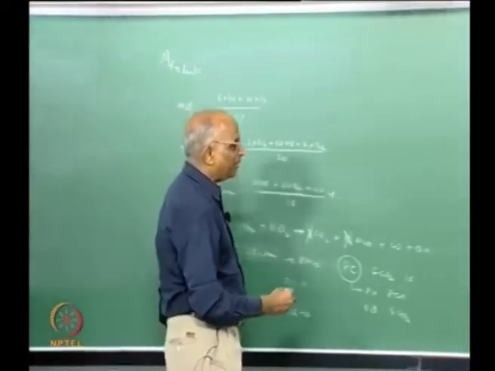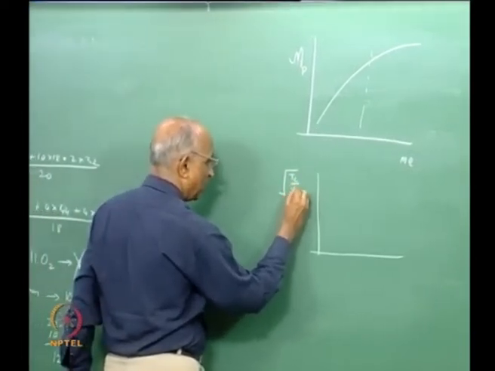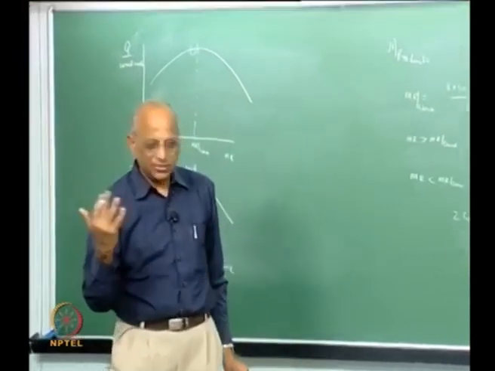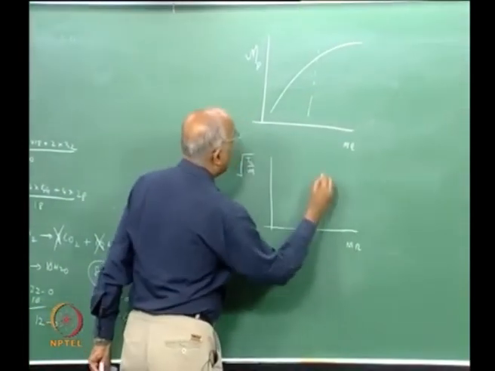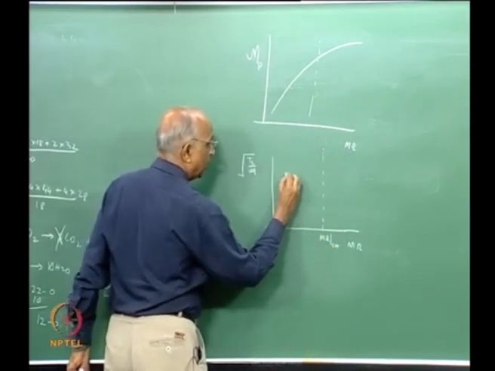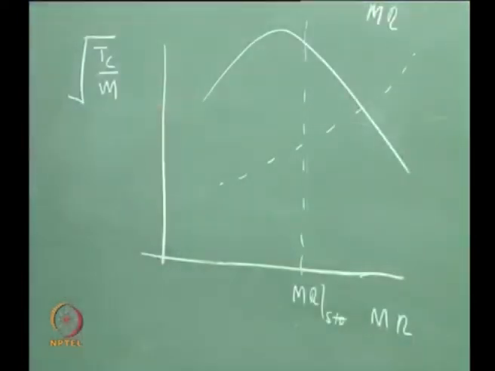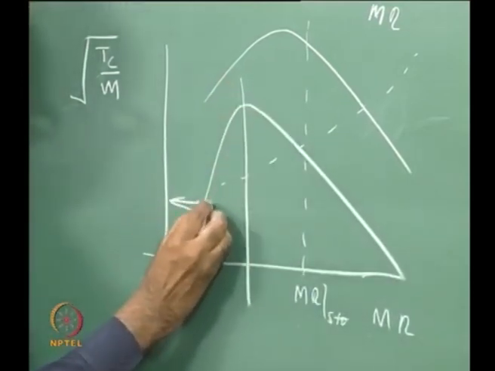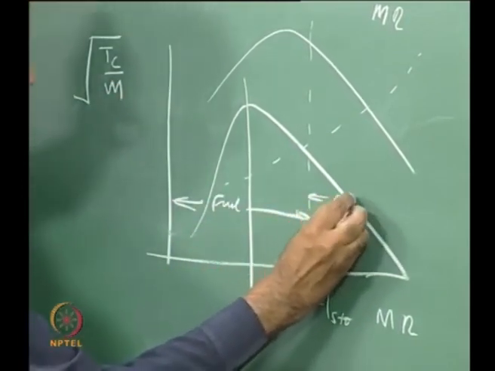And what were we ultimately interested in? We were interested in the value of root Tc by the molecular mass, because C star went as root of RTc, where R is R naught divided by molecular weight, into Tc, and of course, gamma I am not considering. If I consider Tc by m versus mixture ratio, with stoichiometry marked, my temperature peaked slightly in the fuel rich region, my molecular mass is increasing over here, and therefore, the value of this will peak in the fuel rich region. That means, in my fuel rich region, I will have a higher value of C star compared to stoichiometry and the oxygen rich region.